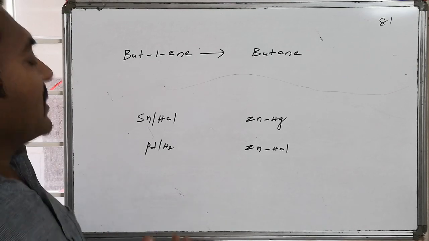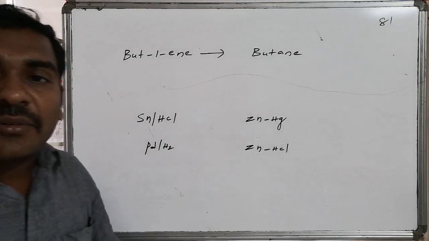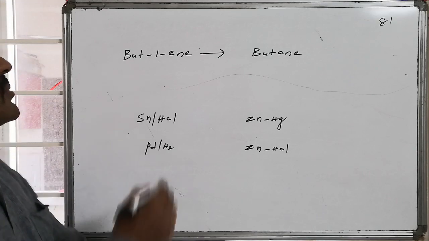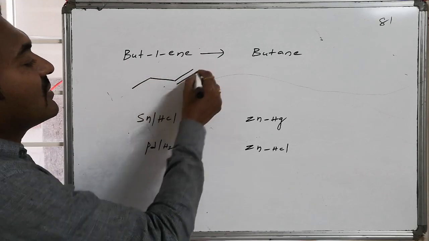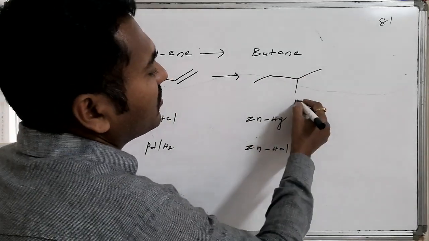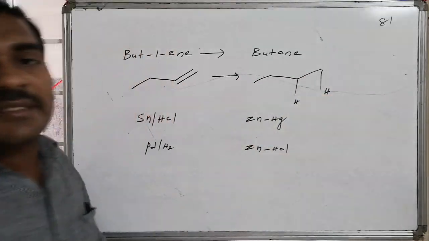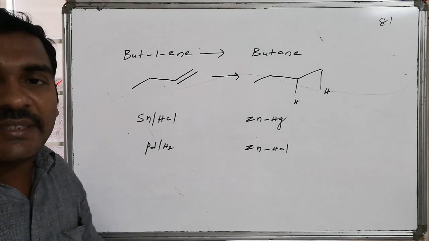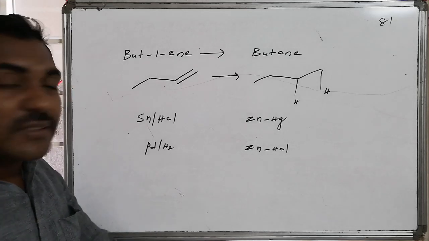A question from the previous: the reagent used for the conversion of but-1-ene to butane. This is but-1-ene. This but-1-ene is expected to be converted to butane, that is, whatever unsaturation is at the terminal has to be converted to a saturated situation. For that, what are the suitable reagents?